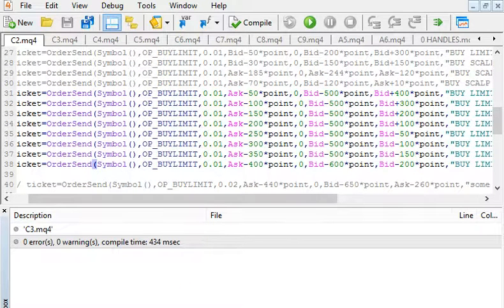Anyways, so I'm going to do the breakout strategy next here.